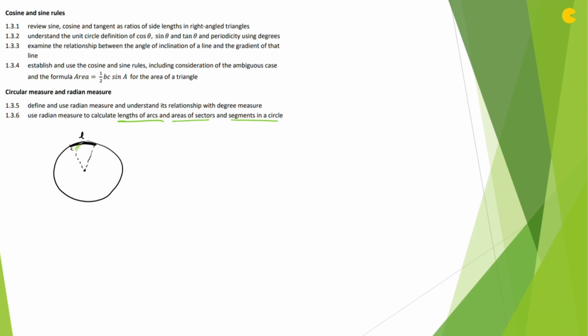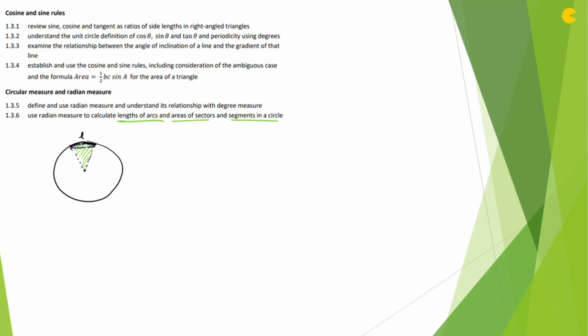This here is the sector, and this is more specifically the minor sector. The major sector is the thing traced out here, and you can kind of see why it's called major versus minor. And then if we're looking at a segment, it's basically we cut out a line like this, and the segment will be this area here.